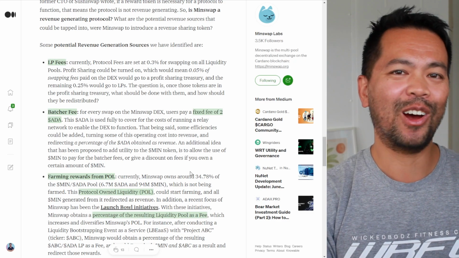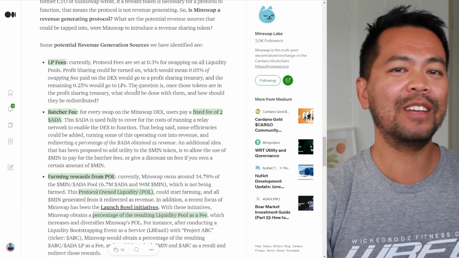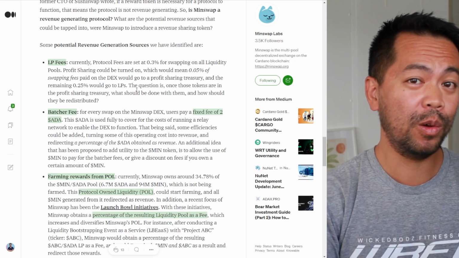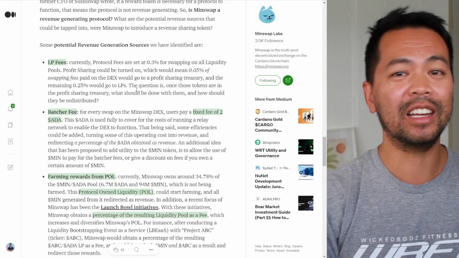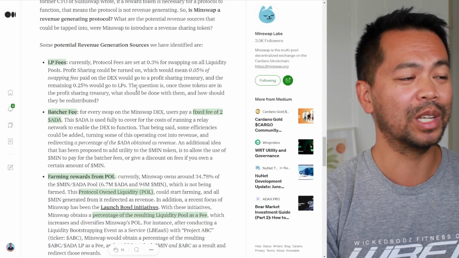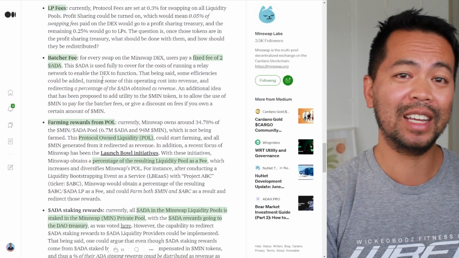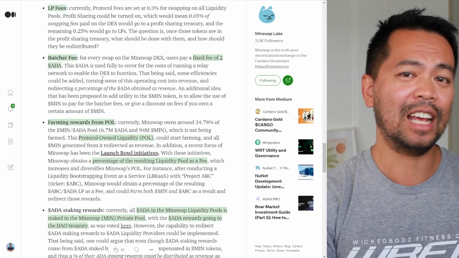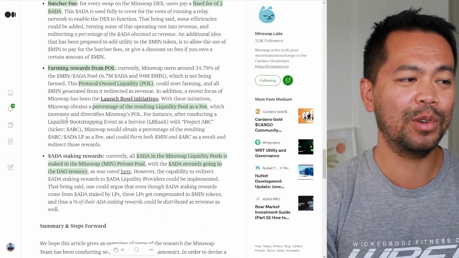Now, the rest of the article goes through how the DEX makes revenue. Everything from the liquidity pool fees, because it owns quite a lot of the liquidity in some of the pools. That means it's earning some of the fees that are going through these particular pools. So that's one way it's getting revenue. Then comes the batcher fees, the fees that they take for processing the transactions, and then the farming rewards that come through.